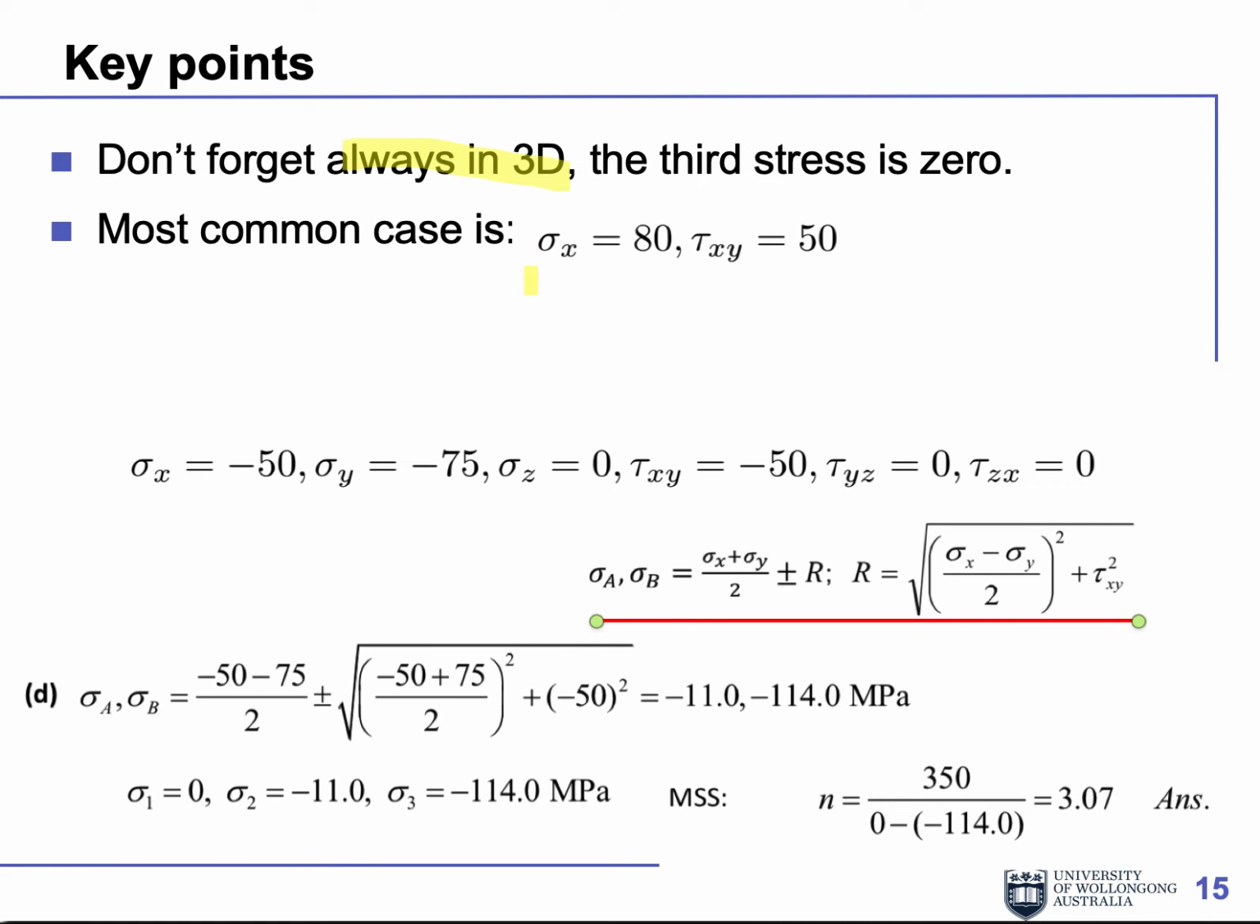So the most common one, you have something like this. That's a very common situation. You have one direction with a normal stress and one with a shear stress. And once you get the principal stress out of this, you have to make sure to add the third one into it. Then rank them, then use the formula.